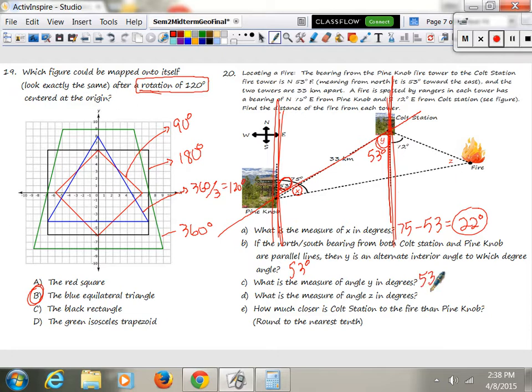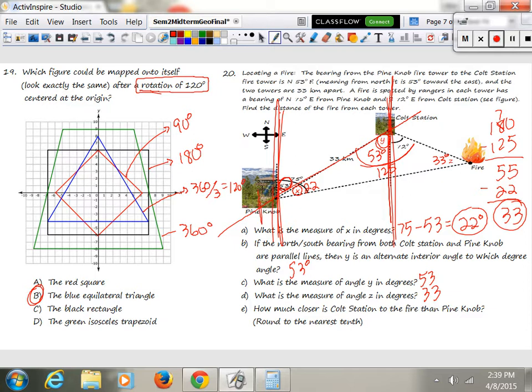What is the measure of angle z? So we know this is 22. This together is 72 plus 53, which is 125. So we need 180 minus 125 minus 22. So 33 degrees is this one right here. So 33 degrees. And then it says, how much closer is this station than this station? So let's find the amount.